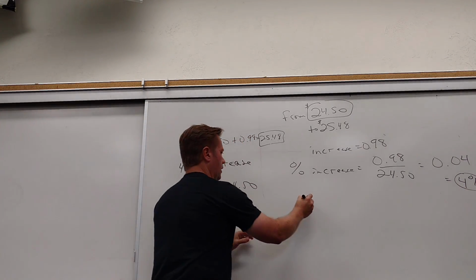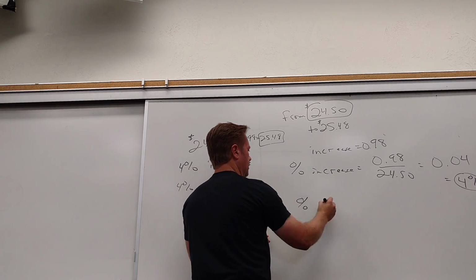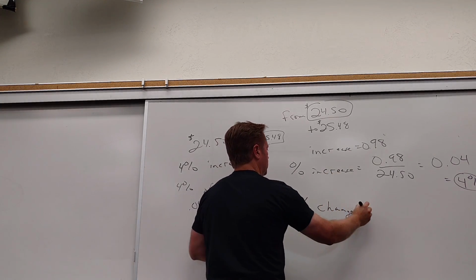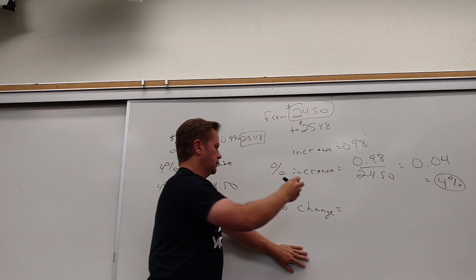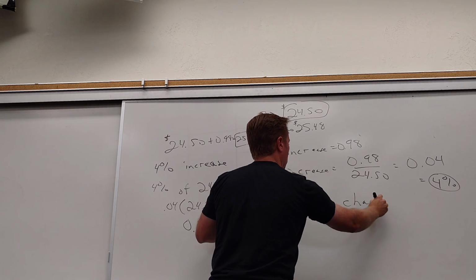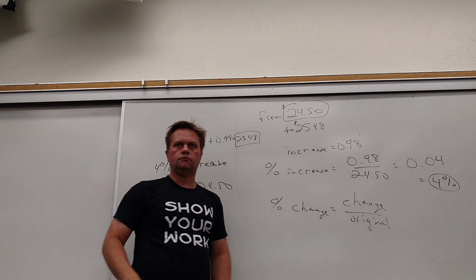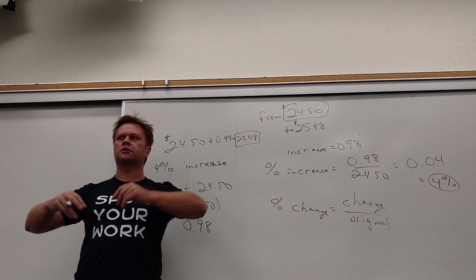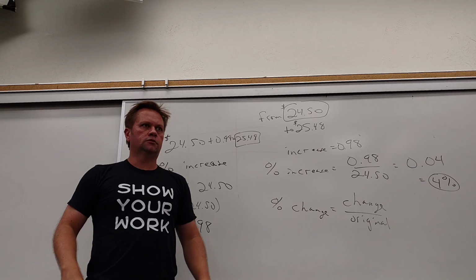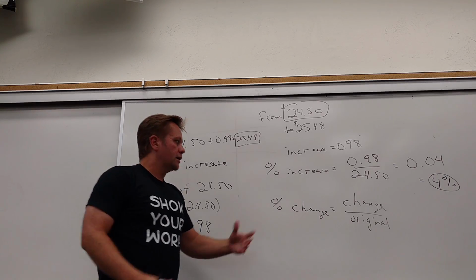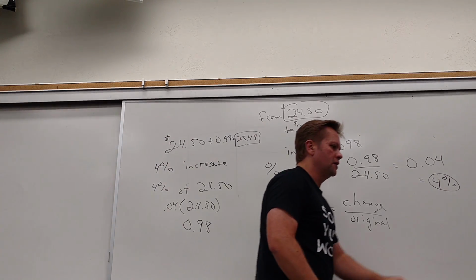So the formula I gave you last time, this is just a specific instance. Percent change in either direction, up or down, is how much it changed divided by the original. That's how you figure out percent increase, percent decrease, whatever.